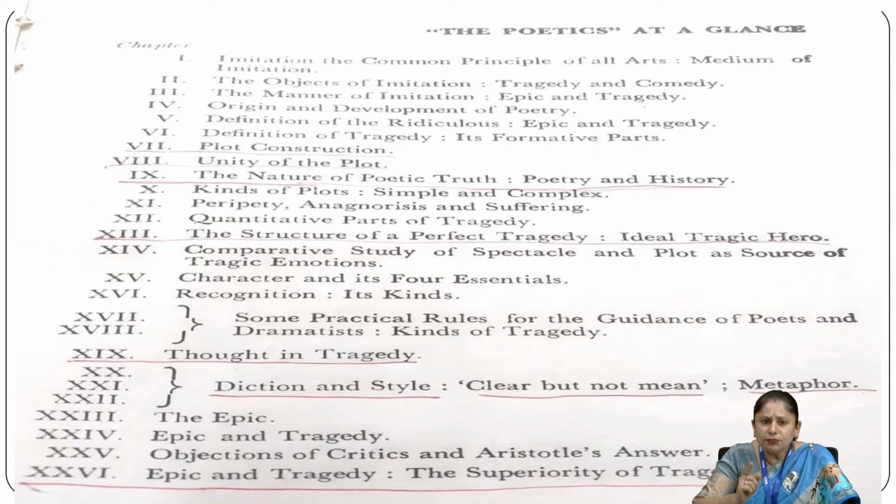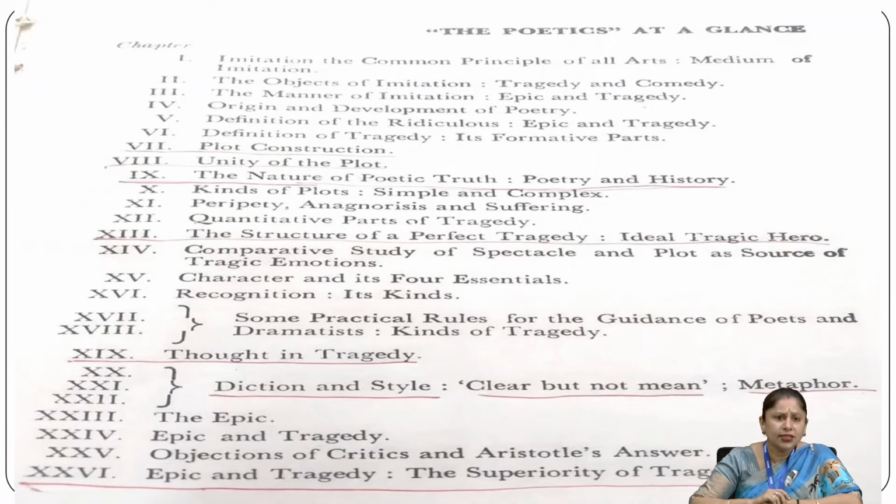Imitation, the common principle of all arts, medium of imitation, the objects of imitation, tragedy and comedy, the manner of imitation, epic and tragedy, origin and development of poetry, definition of the ridiculous, epic and tragedy, definition of tragedy, its formative parts, plot construction, unity of the plot, the nature of poetic truth, poetry and history, kinds of plot, simple and complex, peripetia, anagnorisis and suffering, quantitative parts of tragedy, the structure of a perfect tragedy, ideal tragic hero, comparative study of spectacle and plot as a source of tragic emotions, character and its four essential points, recognition and its kinds, some practical rules for the guidance of poets and dramatists, kinds of tragedy, thought in tragedy, diction and style, and the epic and tragedy, objections of critics and Aristotle's answer, epic and tragedy, and the superiority of tragedy.